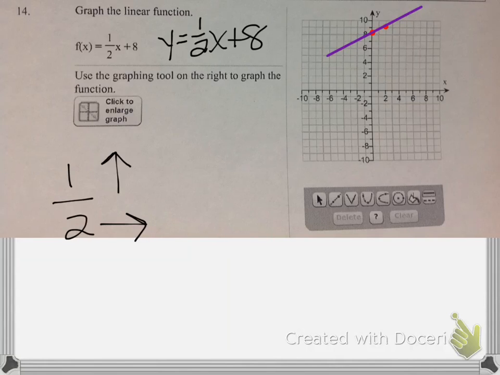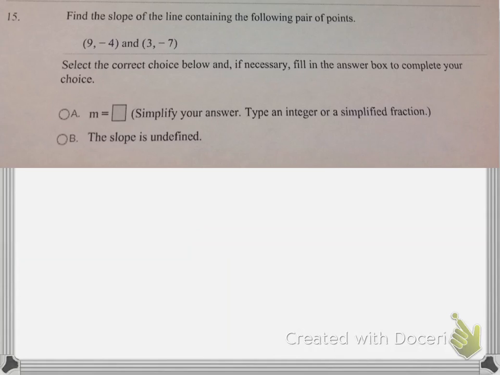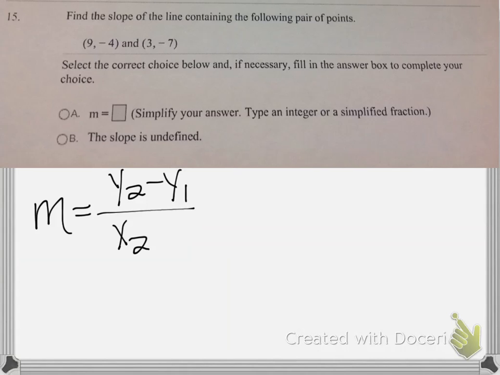All right, let's look at 15. Find the slope of the line containing the pair of points. So we don't have to write an equation. We just have to find the slope. So the slope formula, and this is also on your formula sheet if you don't remember it, it's y sub 2 minus y sub 1 over x sub 2 minus x sub 1. Really all that means is subtract your y's, subtract your x's.